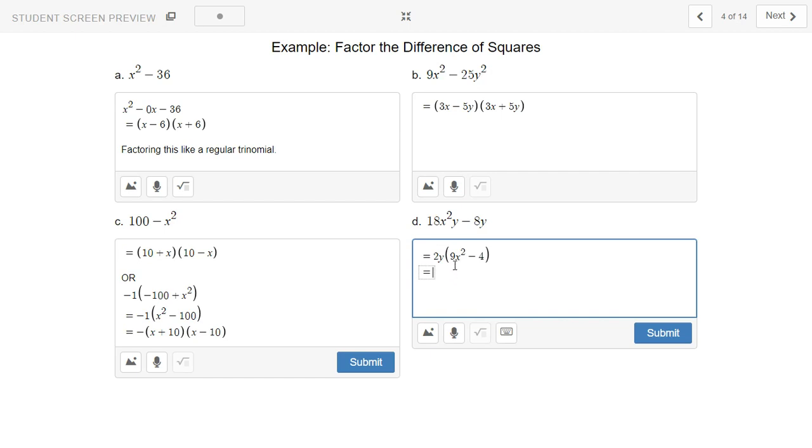Inside my bracket, I do have a difference of squares now. Perfect square, and it's a subtraction, so it is a difference. So we have 2y times 3x plus 2, 3x minus 2.